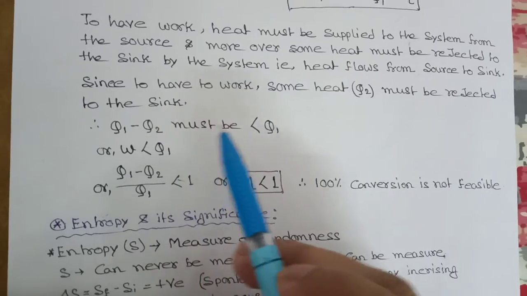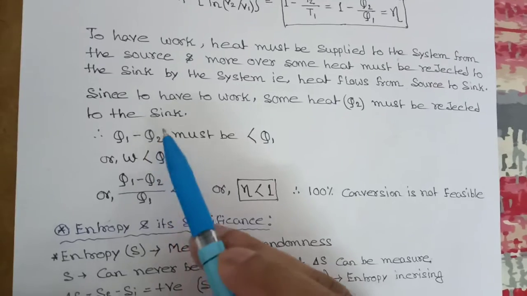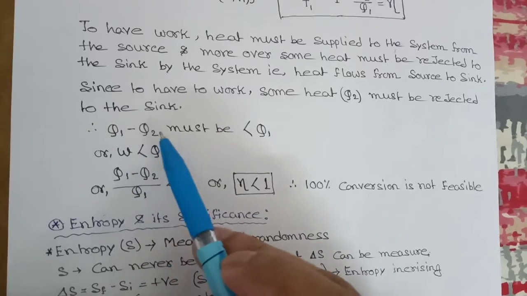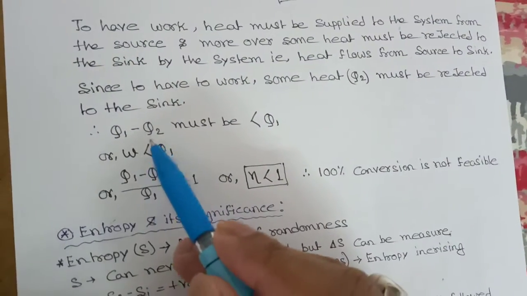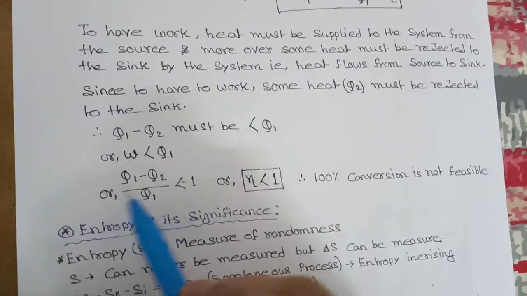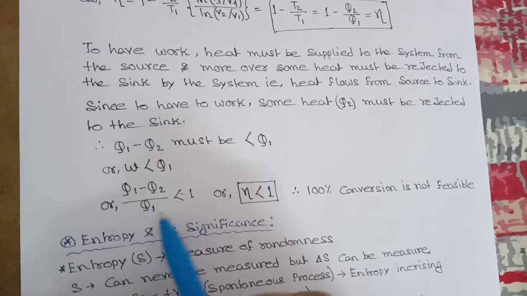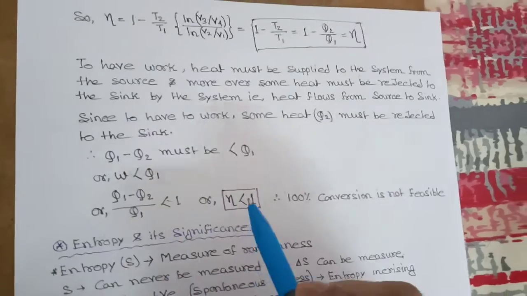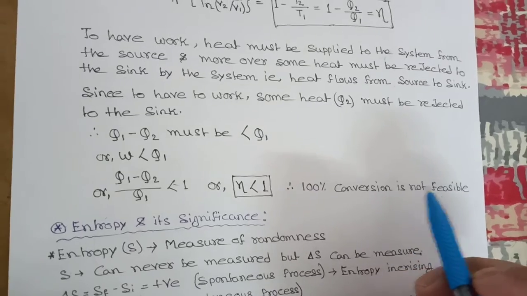Now, Q1 minus Q2 must be less than Q1, because Q1 is heat given to the system and Q2 is heat given out to the sink. And this Q1 minus Q2 is equal to W. So we can write W is less than Q1. In the formula of efficiency, we have Q1 minus Q2 by Q1, so this is W and this is Q1. So this should be less than 1, and this is eta, which means efficiency. So efficiency should be less than 1. So always remember, 100% conversion is not possible.